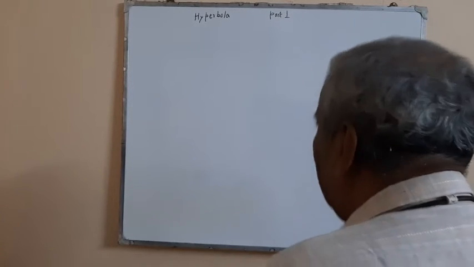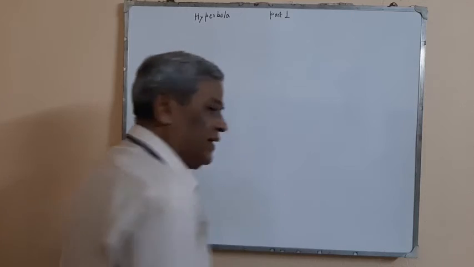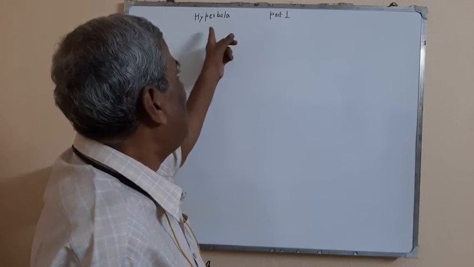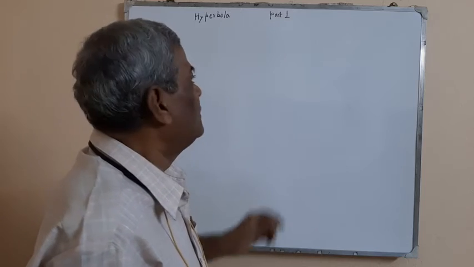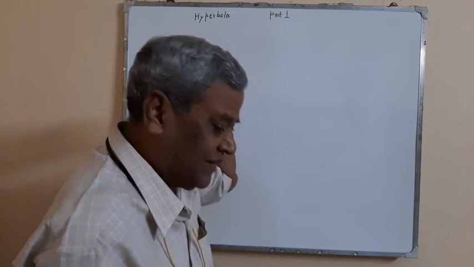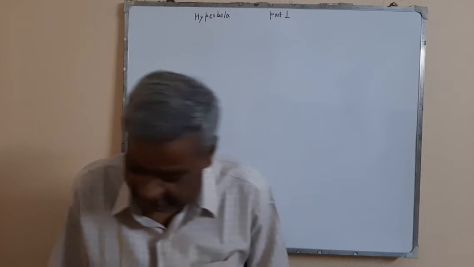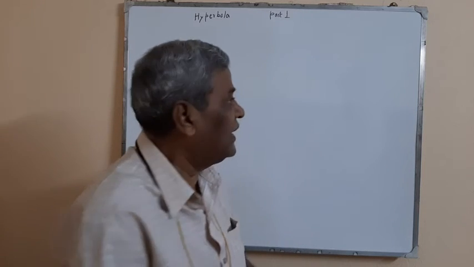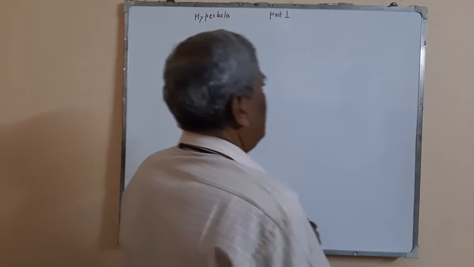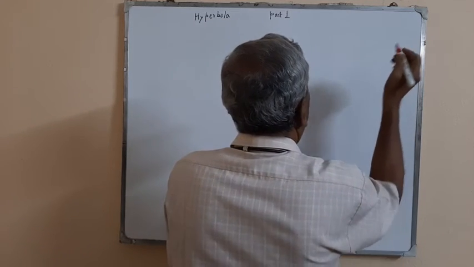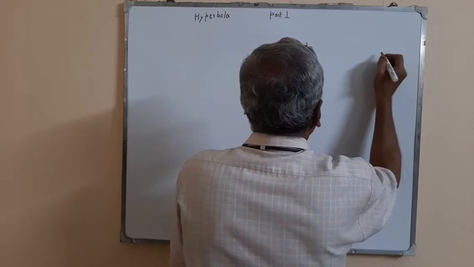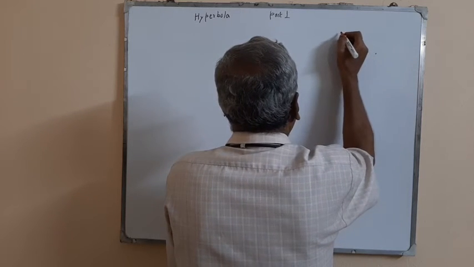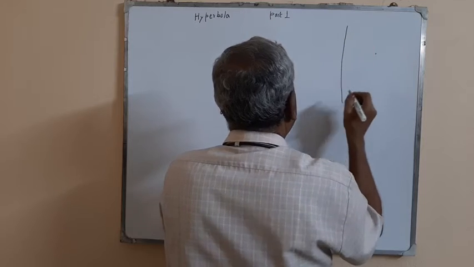Welcome. Today we take a new chapter, Hyperbola. So it is part one of that chapter. Exactly like ellipse, its definition is like that. Say in a plane there is a fixed point and a fixed straight line like that.